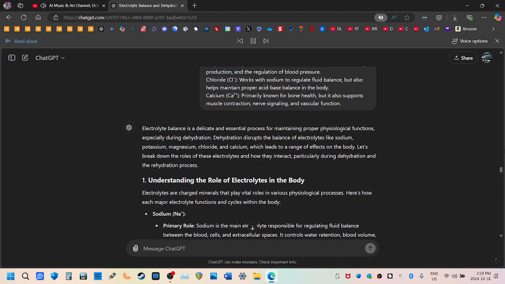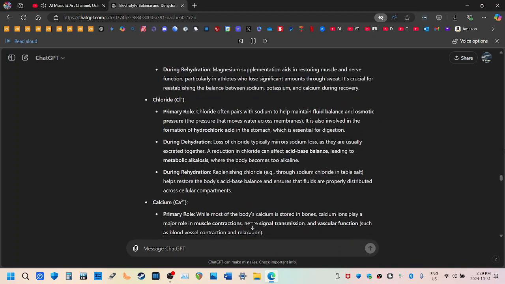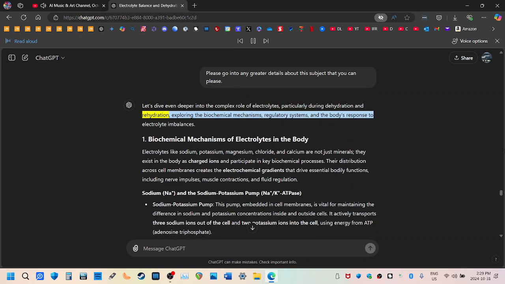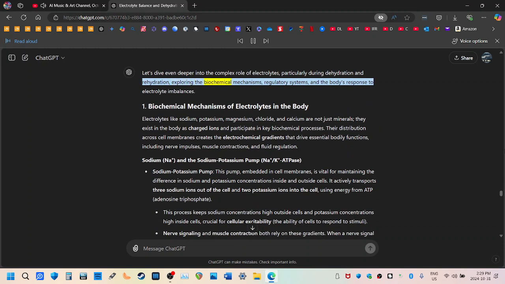ChatGPT: Let's dive even deeper into the complex role of electrolytes, particularly during dehydration and rehydration, exploring the biochemical mechanisms, regulatory systems, and the body's response to electrolyte imbalances.